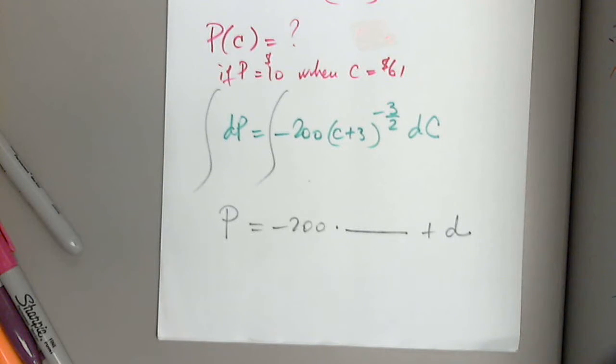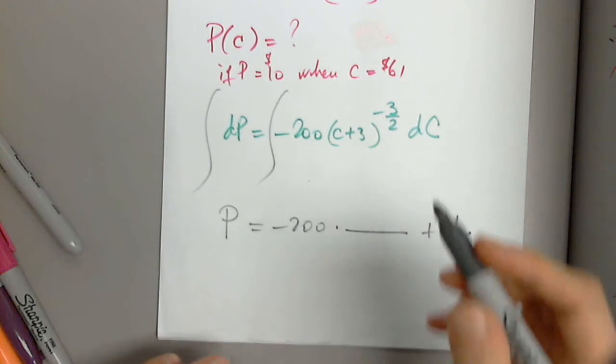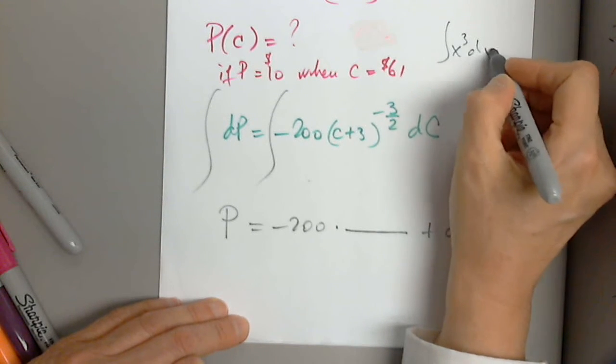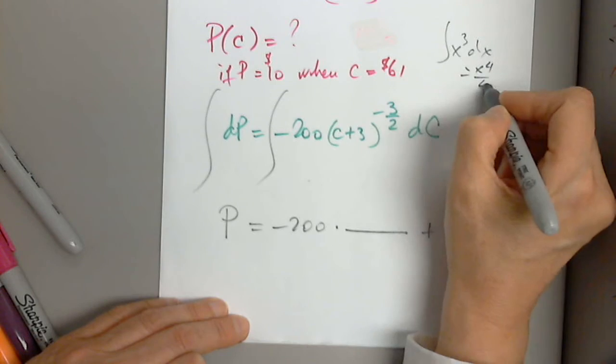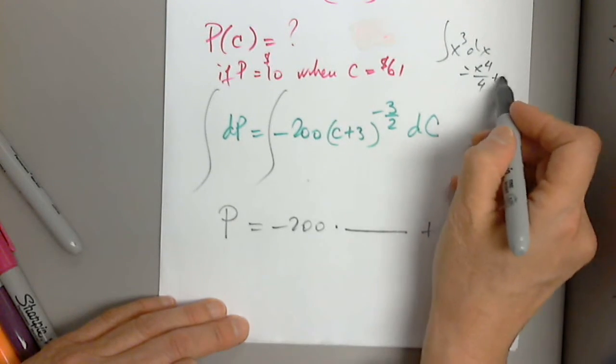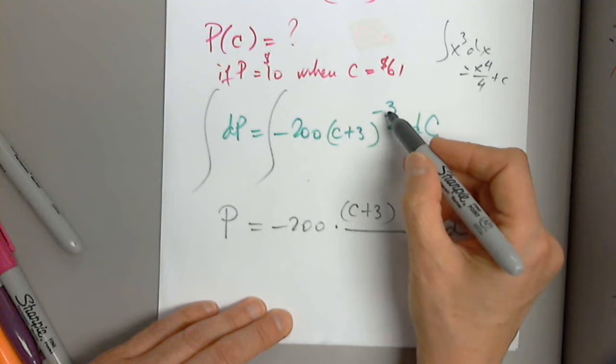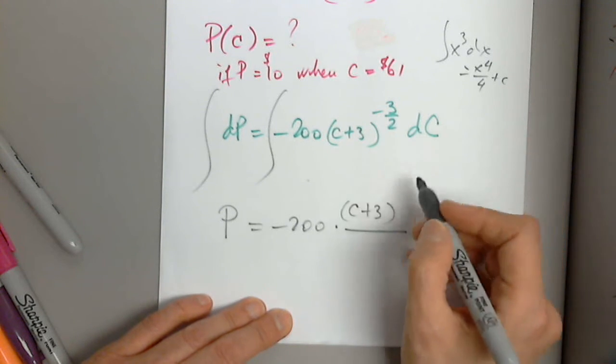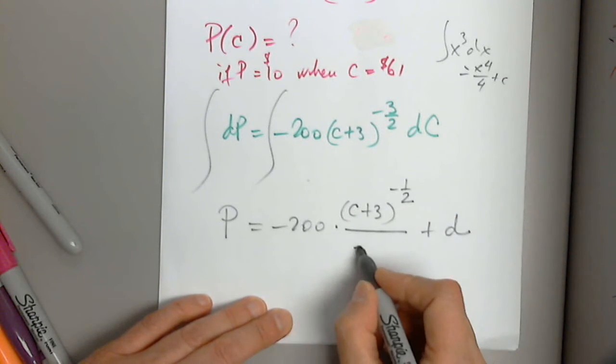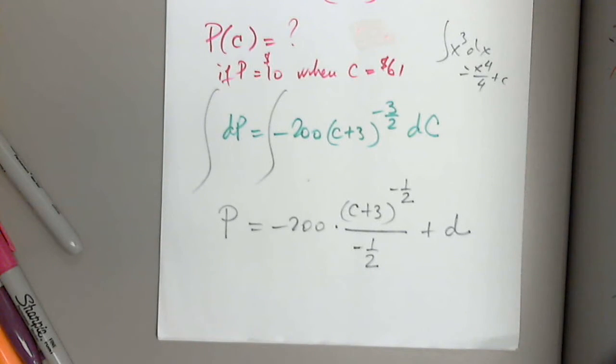Okay. So then I have to increase the power by 1 and divide by that number, for the integration. So if I have the integral of x to the third dx, I write x to the fourth over 4, plus a constant c. I'm going to do the same thing here. (C plus 3) raised to negative 3/2 plus 1, which is negative 1/2, divided by negative 1/2. Is this okay?